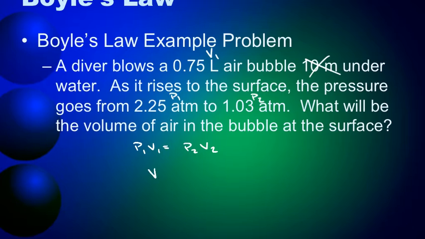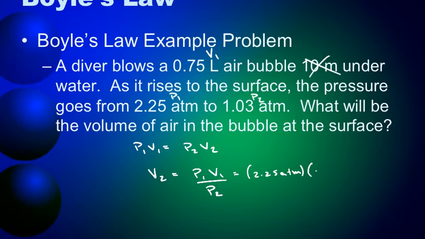So I would solve this equation for V2, and I would just bring P2 to the bottom of the other side of the equation, and we can just immediately start plugging stuff in. Initial pressure is 2.25 atmospheres.